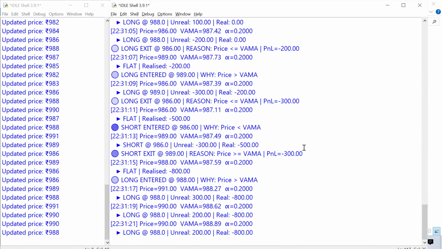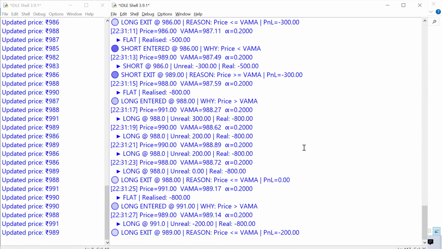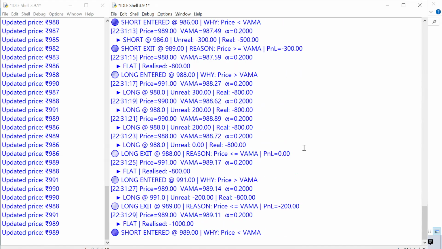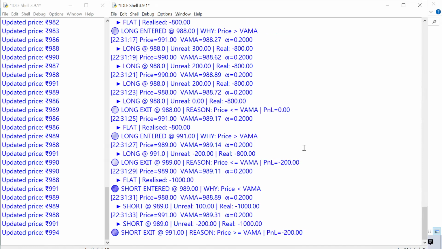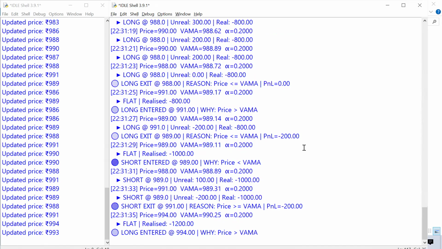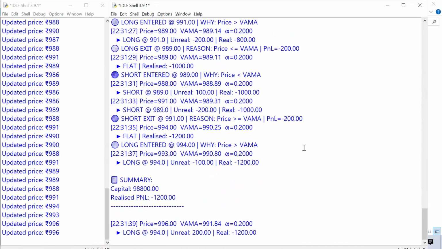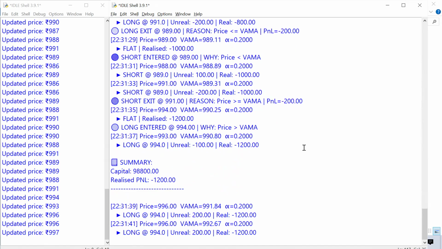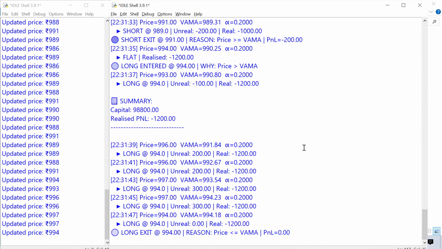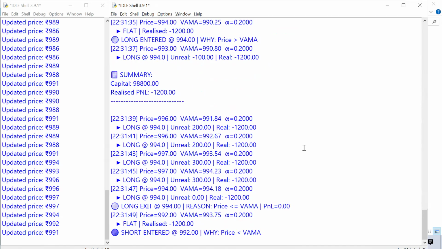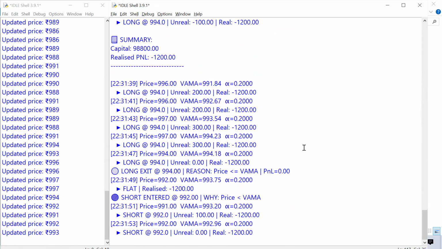We have a long position at 988. You can keep the logic like this: if a certain level of profit is reached, book that. Okay, we have the short position, okay, short exit also. Okay, we are in a current loss of 1200. It's completely fine. We got one more long position at 994. Okay, long exit because the price is below that. We got a short position.